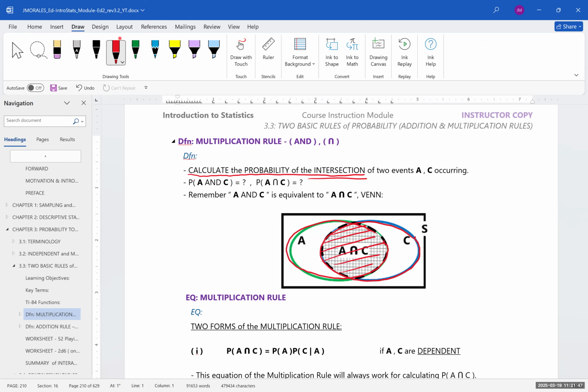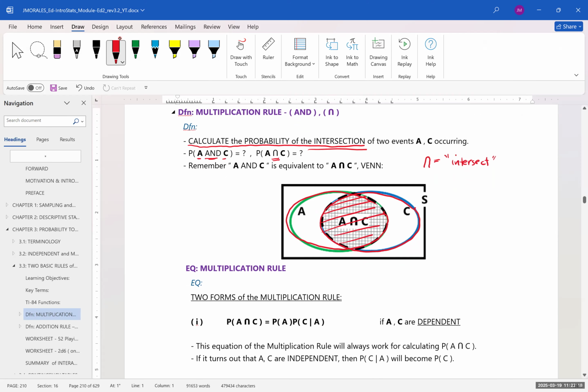So the way that we talk about this intersection is we talk about it as event A and event C occurring. So this is the probability of A and C, which is the same as saying the probability of A intersect C. So this symbol, which is an upside down U, that means intersect.